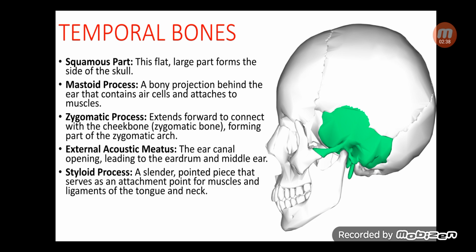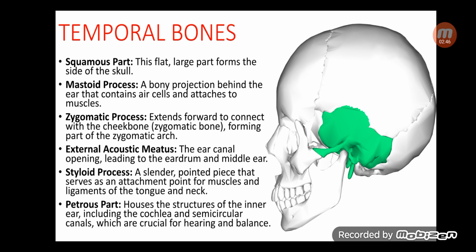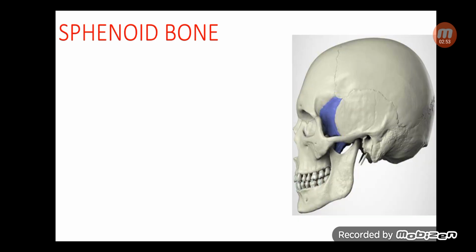It also has another part that is called the styloid process, that is a slender pointed piece that serves as an attachment point for muscles and ligaments of the tongue and neck. It also has the petrous part that houses the structures of the inner ear, including the cochlea and semicircular canals, which are crucial for hearing and balance.